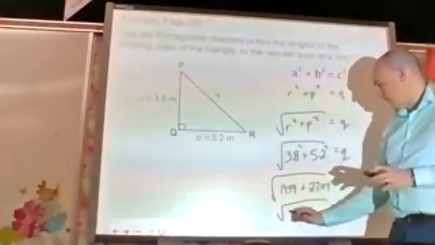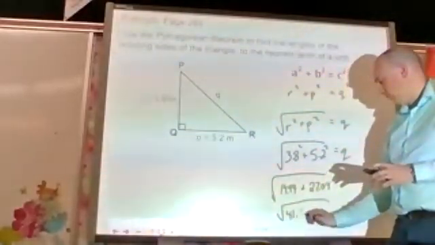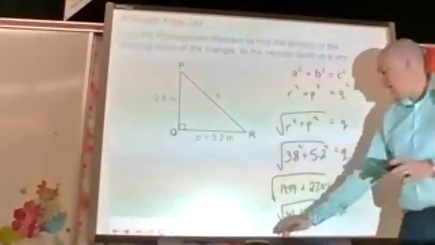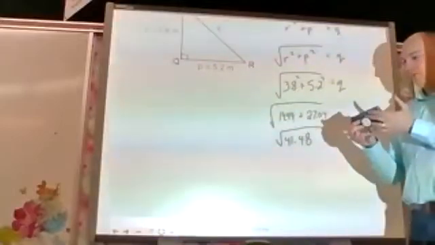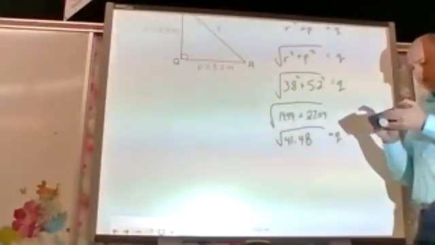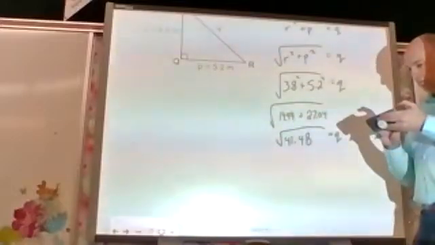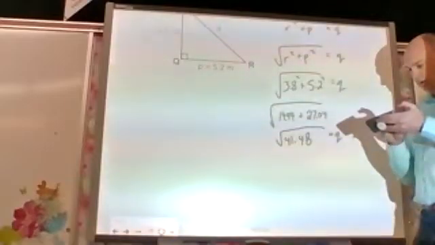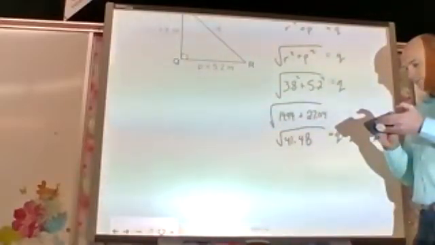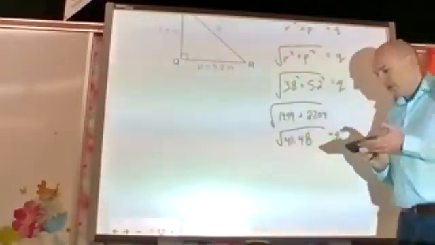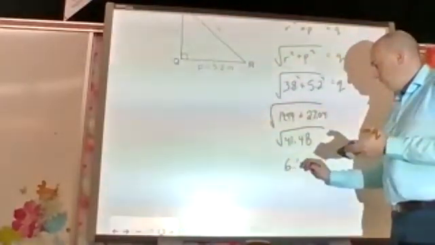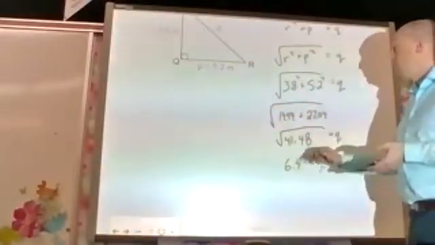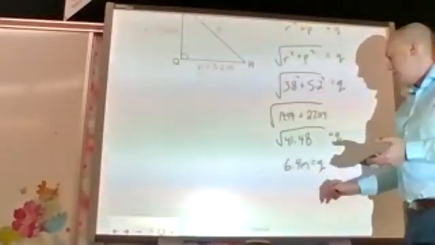So we're looking for the square root of 41.48 equals Q. And we need to use the square root button for that. Clear. 41.48 square rooted. Well, mine actually does it in order, so I've got to hit my square root first. 41.48 square rooted is 6.44, but we're going to round that down. So 6.4, and our units should be meters.